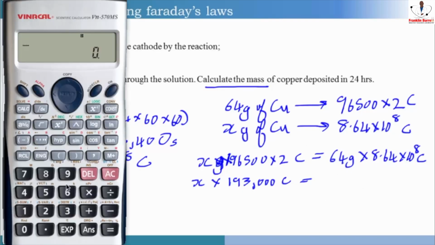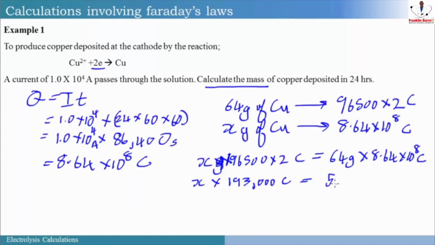So that would be 64 grams times 8.64 times 10 to the 8th. And that would give me, and we're going to write our answers to 2 decimal places, 5.53 times 10 to the 10. 5.53 times 10 to the 10. And this now is our calculation for this section here.